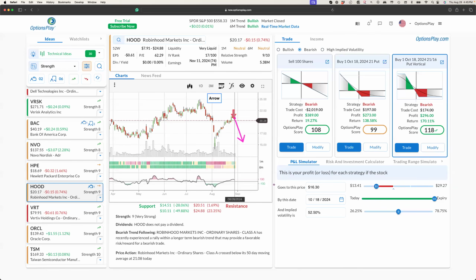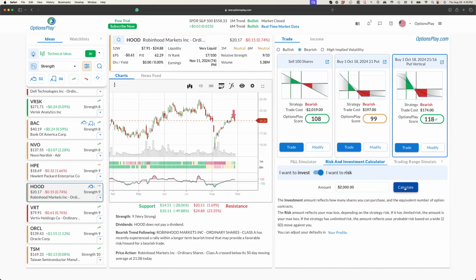So again, we use this scan to find those Monday morning research ideas that we present to you every single week. And you can use the OptionsPlay trade to now structure a bearish strategy, buying a put option, buying a put spread. Maybe you think it's going to resume back to, let's say, 16.5, which is the level down here. Maybe you think that's a reasonable downside target for Robinhood, 16.5.